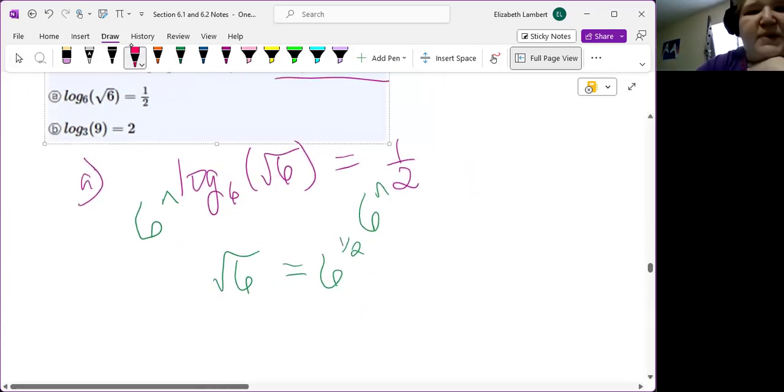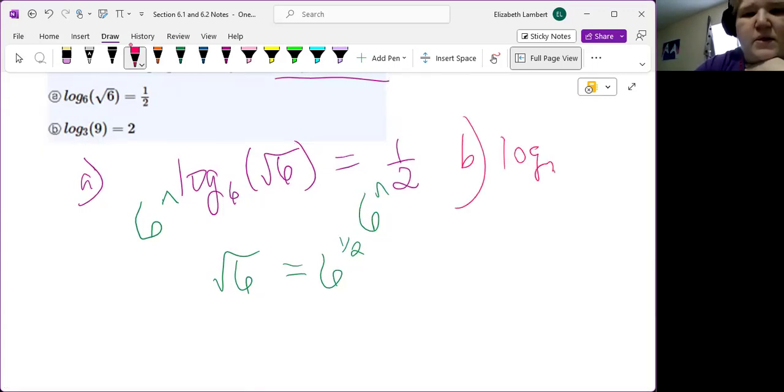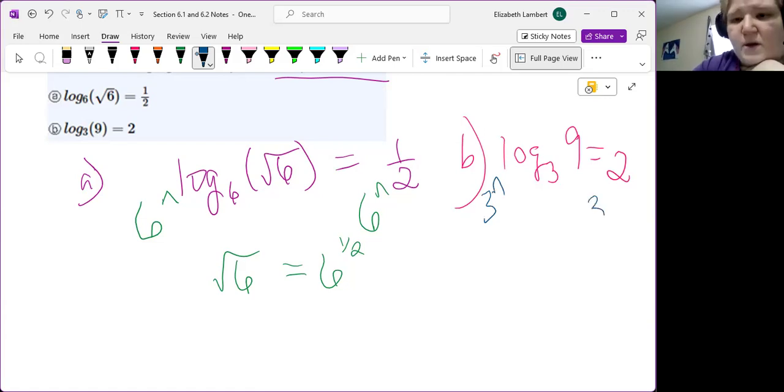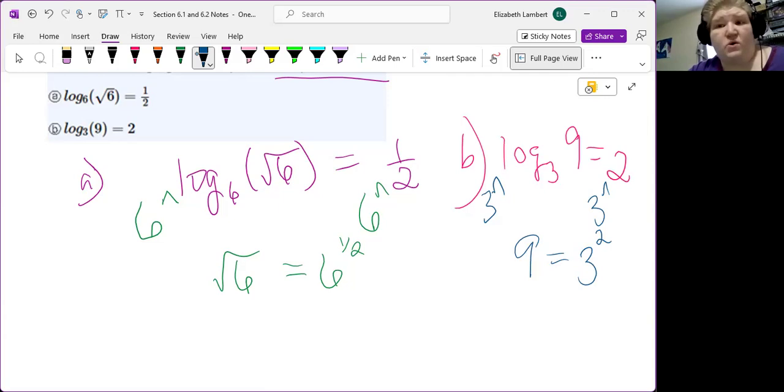Same song, second verse, B. Log base 3 of 9 equals 2. So canceling out log base 3 with 3 to the on both sides, we end up with 9 is 3 squared. Now, if you're comfortable doing the whole label what each part is, label where they go, that's fine. Or the whole loop-de-loop arrow thing, that's fine.